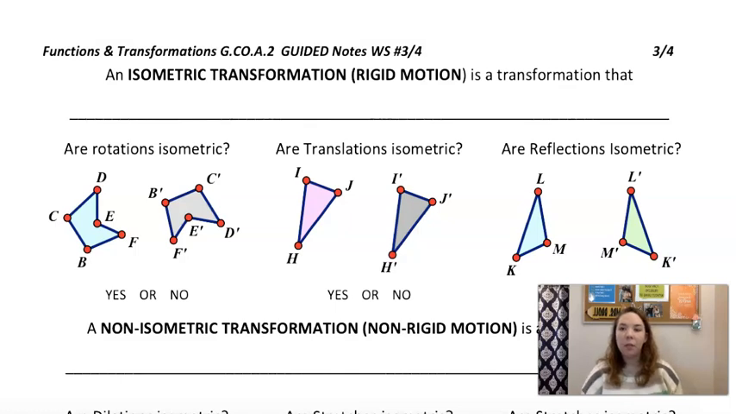All right, today we are working on sections 2.3 and 2.4. So we're doing the 2 pages that say guided notes worksheet number 3/4 on the top. And today we're getting more into what are transformations.